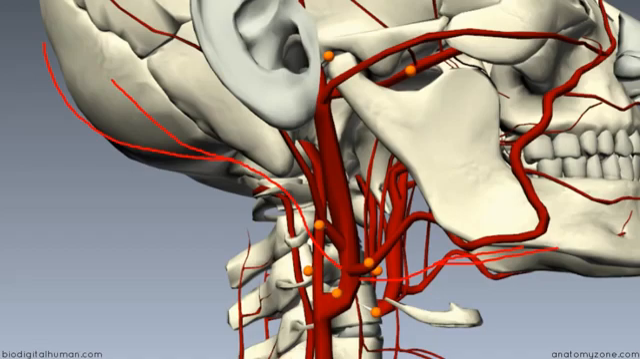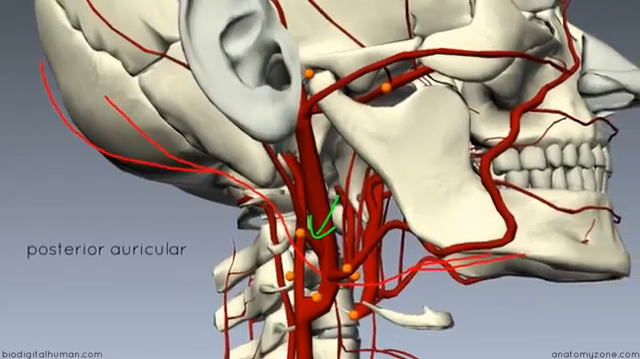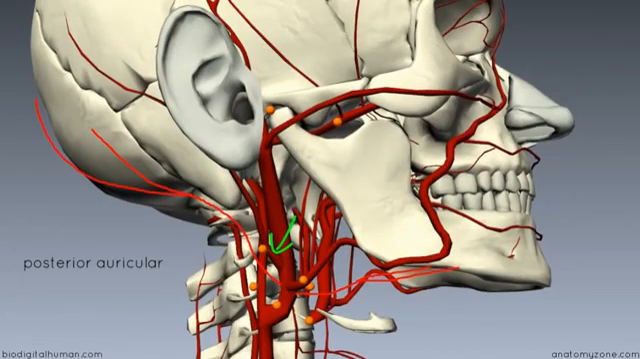So again, coming off the posterior surface of the external carotid artery, we've got the next branch, which is the posterior auricular artery. So you can see this artery here, which is pinned, and it runs behind the ear, so it gives rise to the name auricular. So posterior auricular means behind the ear. So the next two arteries are the terminal branches of the external carotid.